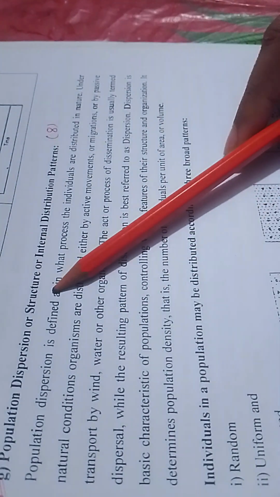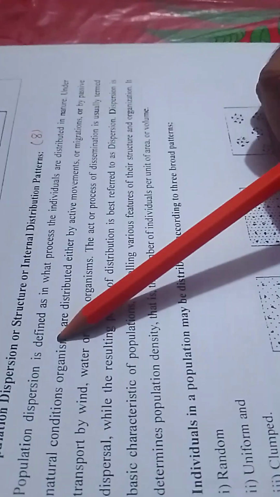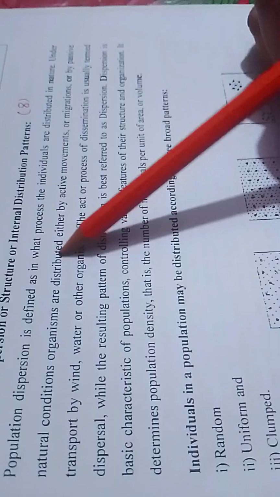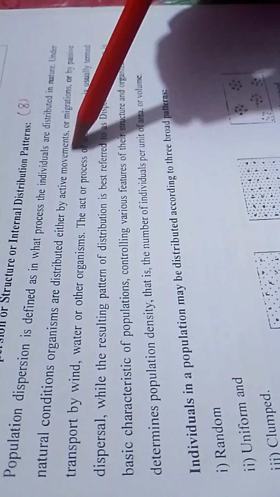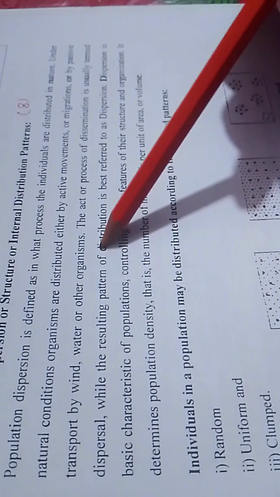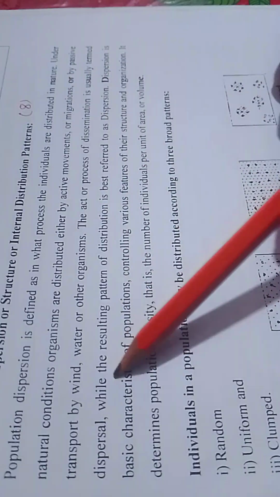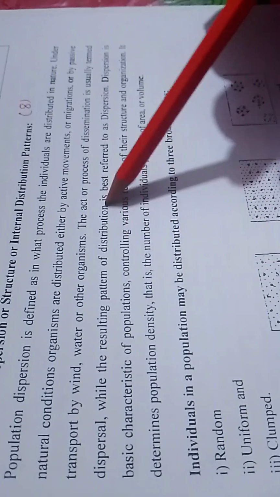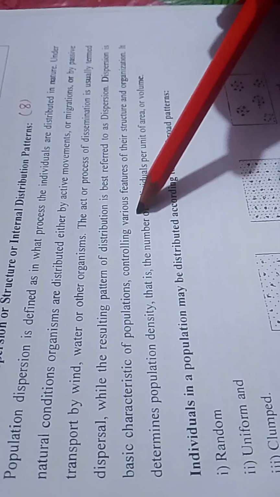Population dispersion, or structure, or internal distribution pattern. Population dispersion is defined as the process in which the individuals are distributed in nature. Under natural conditions, organisms are distributed either by active movement or migration, or by passive transport by wind, water, and other organisms. The act or process of dissemination is usually termed dispersal, while the resulting pattern of distribution is best referred to as dispersion. Dispersion is the basic characteristic of population, controlling various features of their structure and organization.